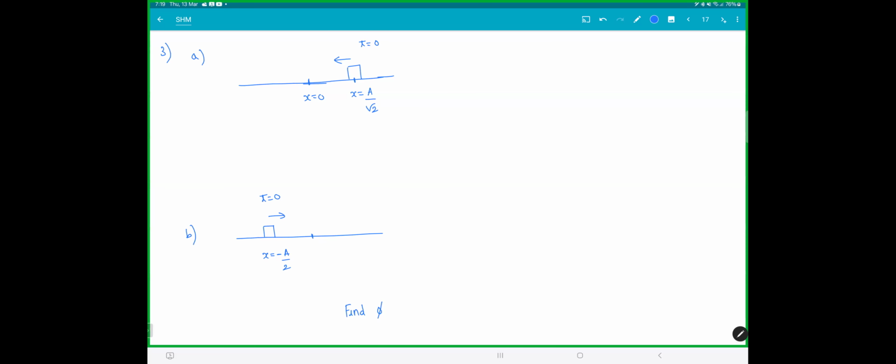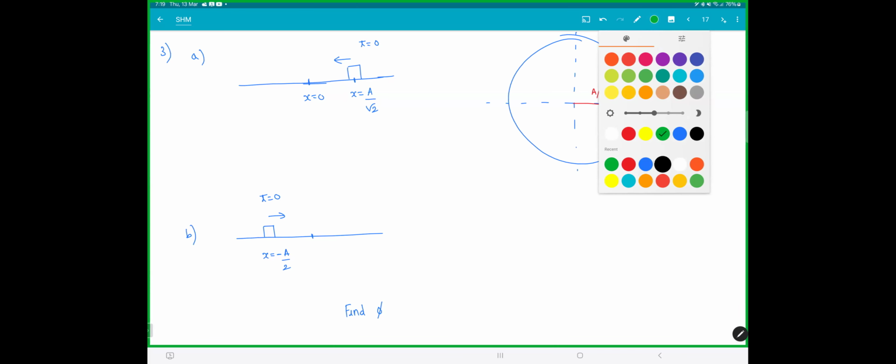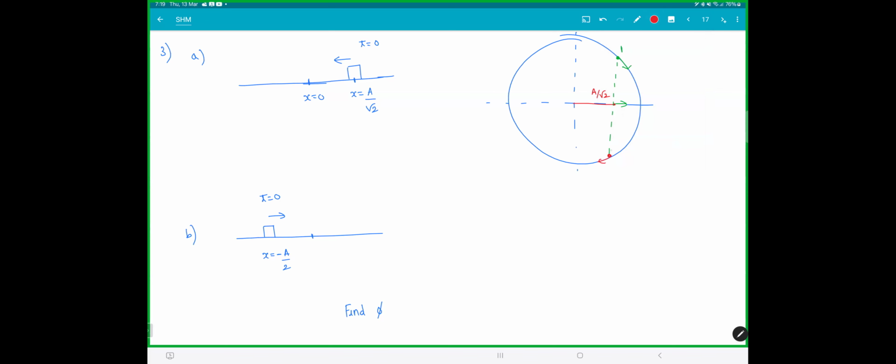Let's see. I'll show you both the ways, how I do it and how it is technically done. So for this, let's draw a circle. Circle will always work. First of all, you said you're at a by root 2. So this guy was a by root 2. Now see, there are two answers for this. Either you can be here or here. But if you're here, you will be going to the left. That is wrong. So if you're here, you will be going to the right.